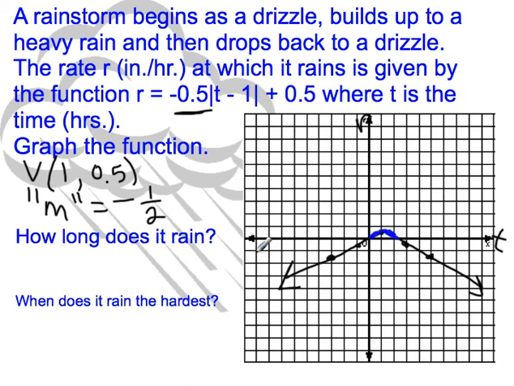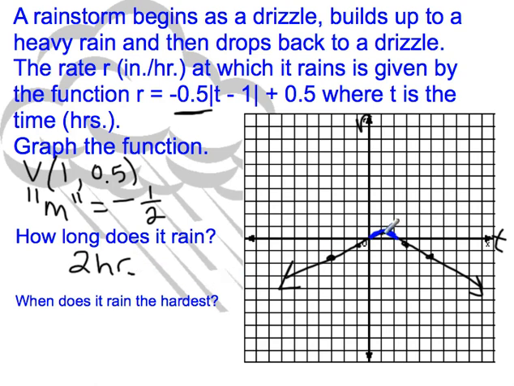Think about it. How long does it actually rain? If you look along the t-axis here, it goes from 0 hours out to 2. So how long does it rain? It rains for 2 hours.